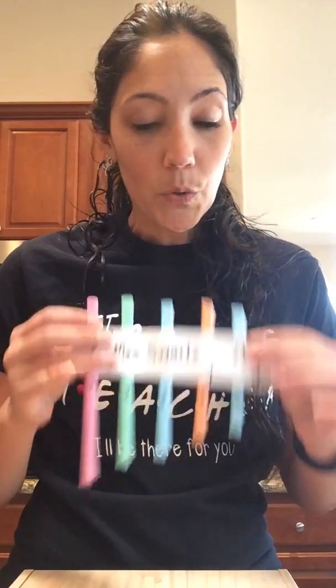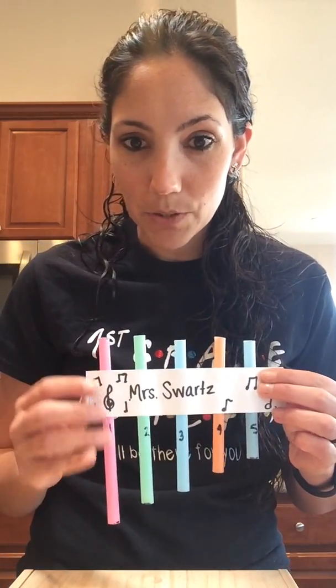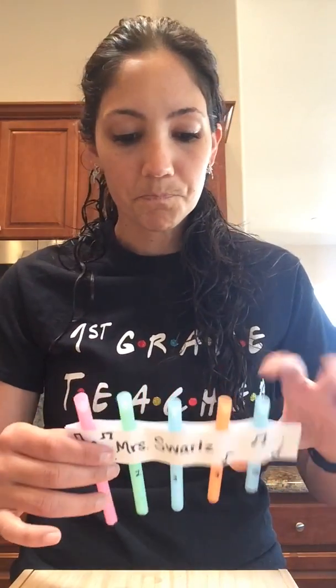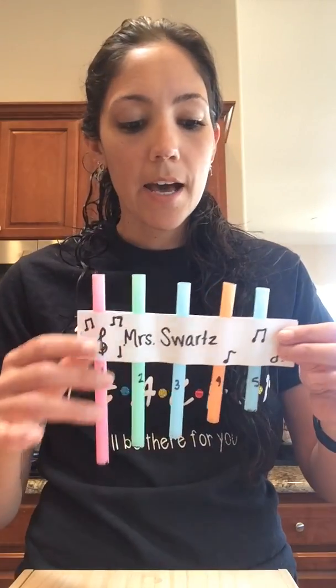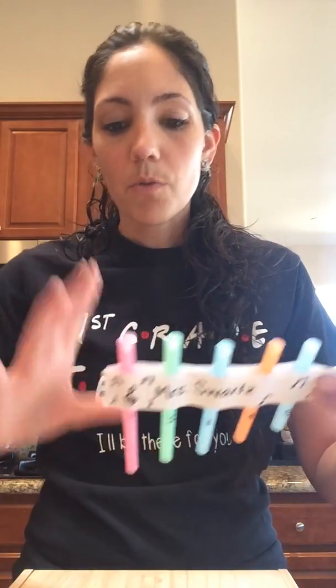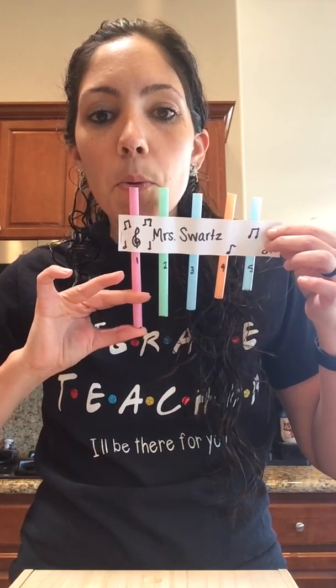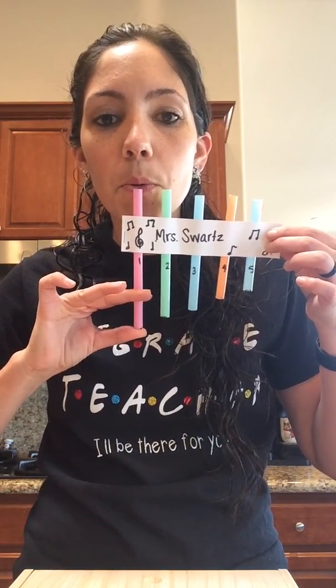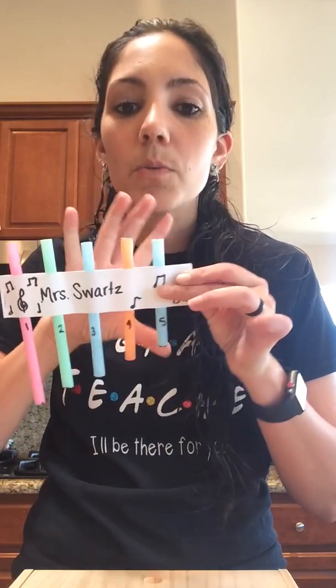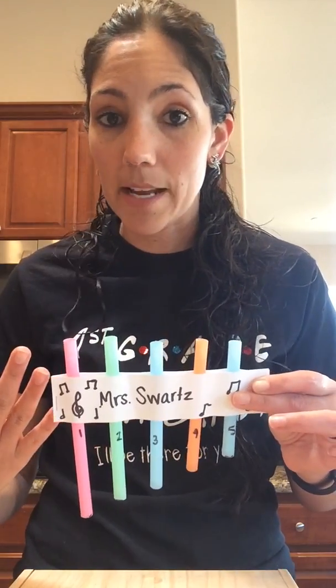Now, if you had a chance to make the pan flute last week, I gave you a question to see if you could determine how the length of the straw affects the pitch that is made when you blow through it. So the really long straw made a low pitch sound. The really short straw made a really high pitch sound.